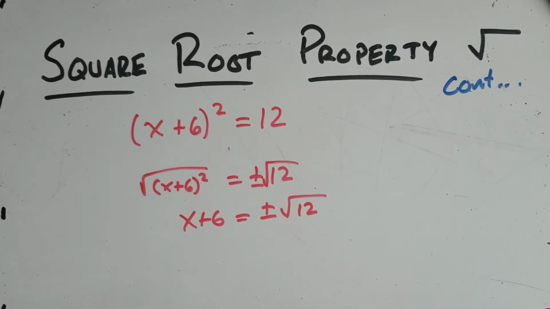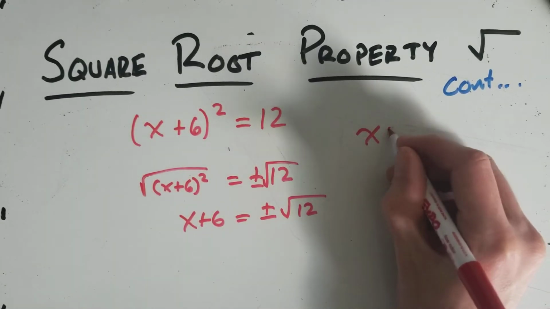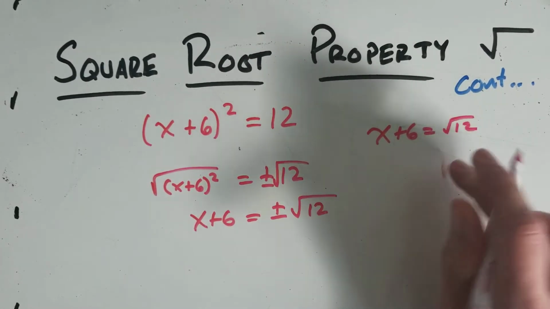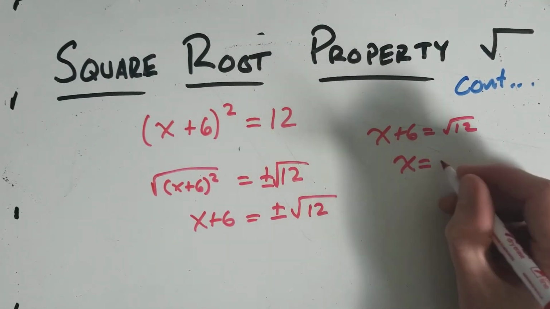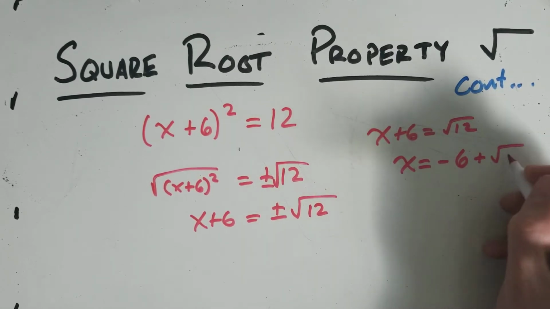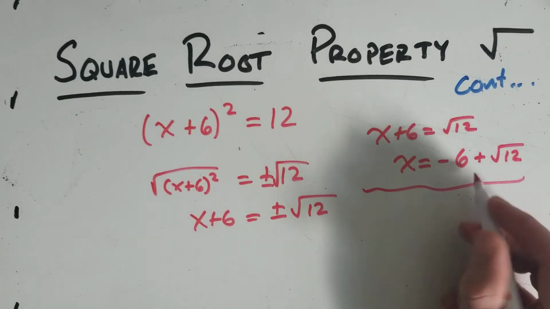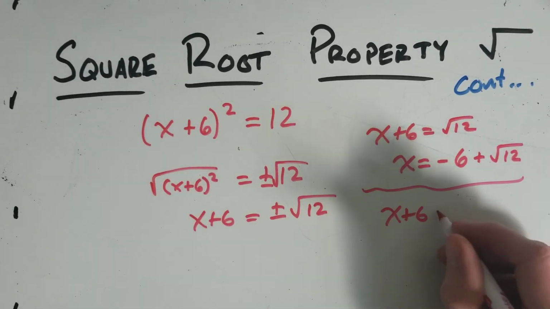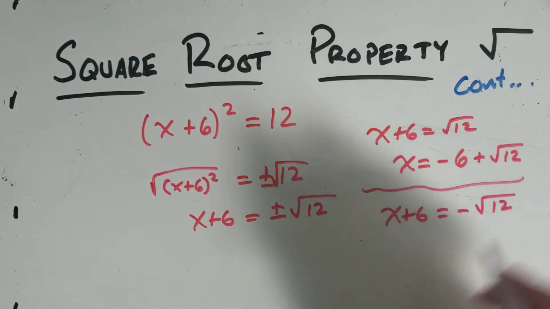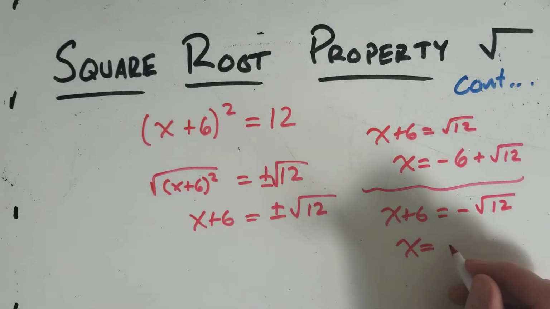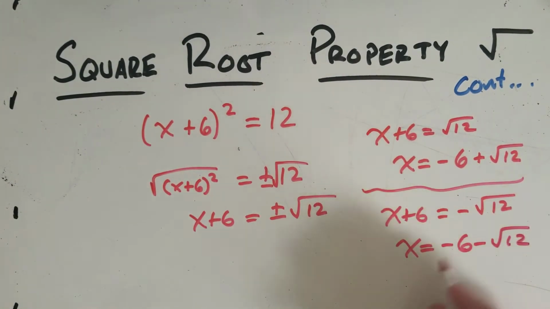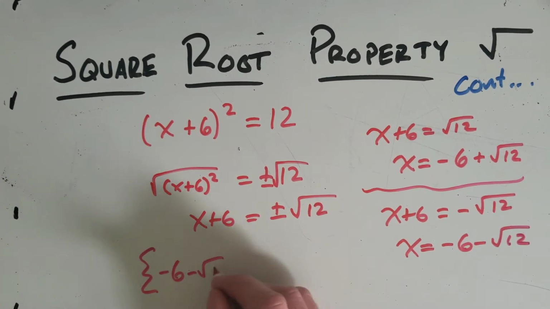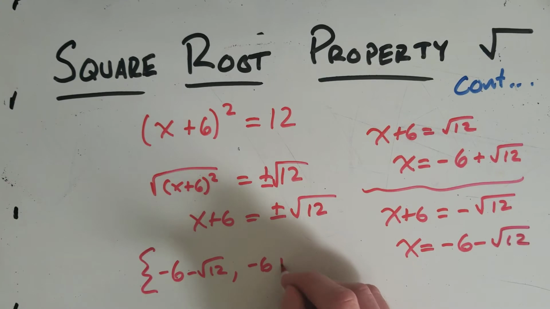And then we have a couple of possibilities. You have the possibility that x + 6 equals the positive version of this, so positive square root of 12, in which case x would equal, and we're going to leave it right in this form, negative 6 plus the square root of 12. And that'll be our final answer. And we also have the possibility that x + 6 equals the negative version, negative square root of 12, in which case x would be negative 6 minus the square root of 12. This would be another solution. Making our solution set negative 6 minus the square root of 12 and negative 6 plus the square root of 12.